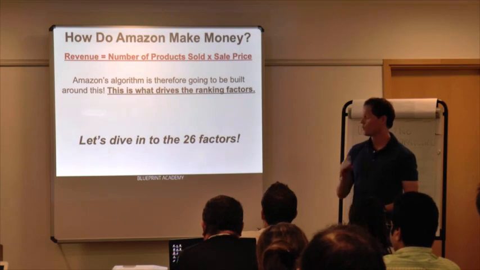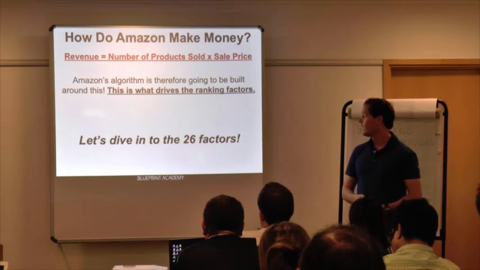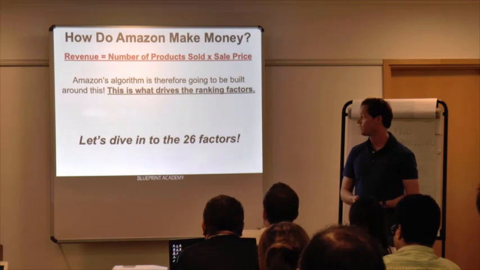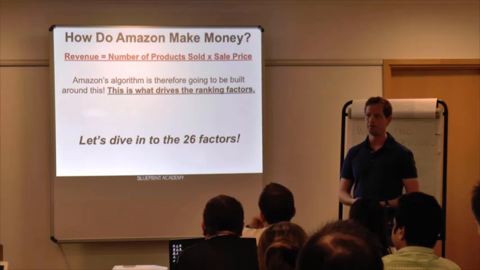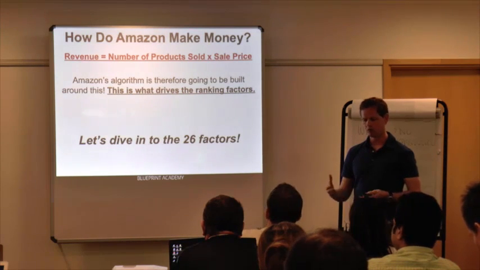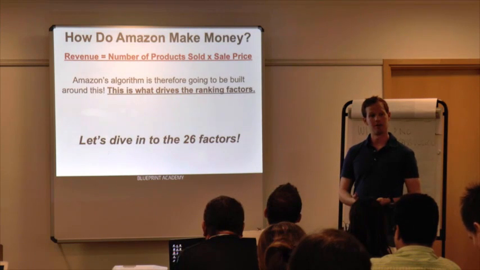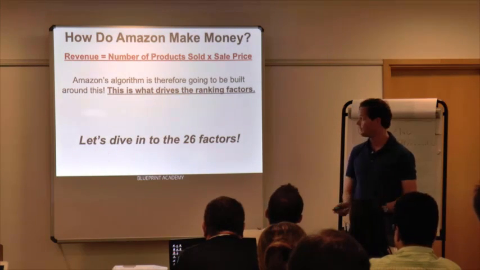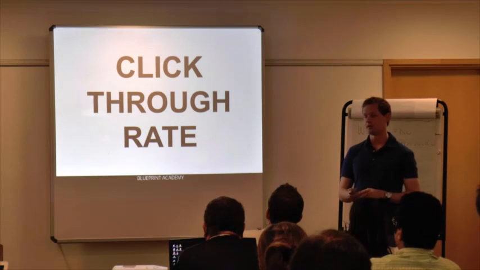And we've got a list of 26 factors. They're not necessarily in order of importance, and we're just going to work through them now. And as Steve said, after the break, we're going to walk through doing an overhaul of an Amazon listing as well, and this will all tie into that, I hope. So click-through rate is the first thing, and that's absolutely huge.